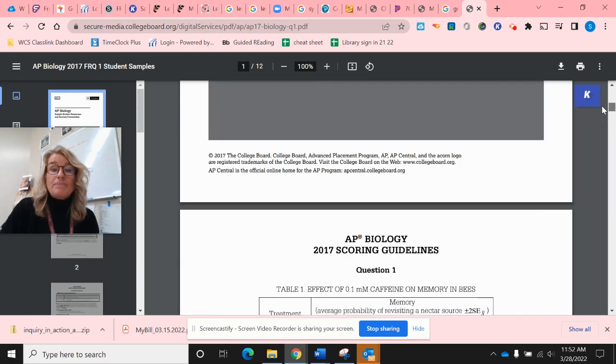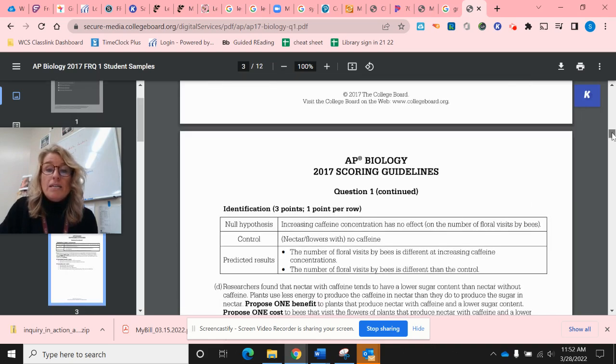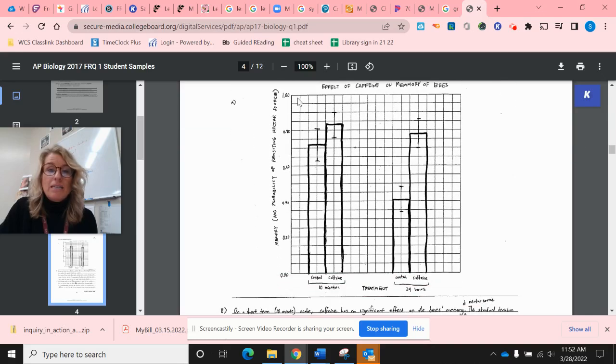What they were given is this data right here. At the 10-minute time point, the control was 0.72 plus or minus 0.09, and the caffeine was 0.83 plus or minus 0.07. And then at 24 hours, it gives you a data point plus or minus 2 standard errors of the mean. The student adequately graphed that, and this is a good example. They titled it, they labeled their axes. At 10 minutes, here's the control data point, and they just put in these error bars. Over here at 24 hours, they graphed it, and then they did the error bars based on the standard error that they were given.